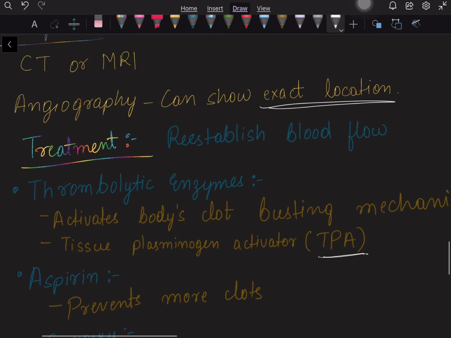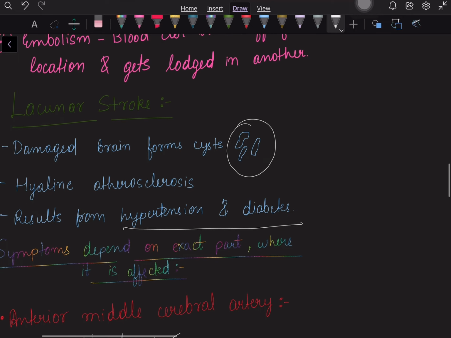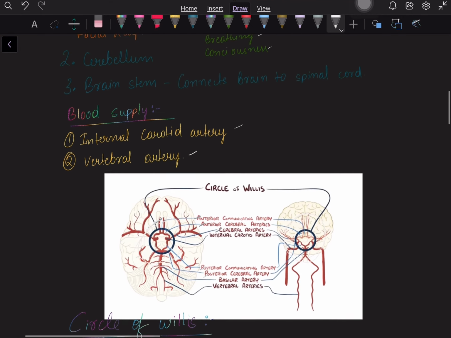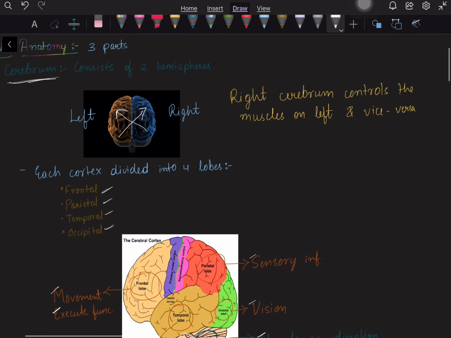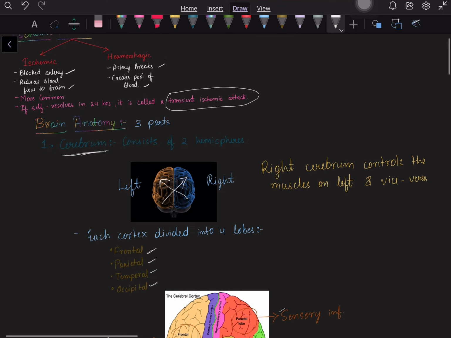So this was the treatment, the diagnostic mechanism, the causes of ischemic stroke, the blood supply, and the anatomy of the brain, and I hope it helped you to understand ischemic stroke completely. Thank you.